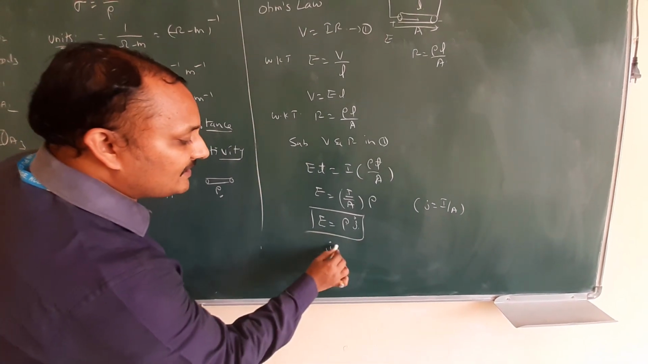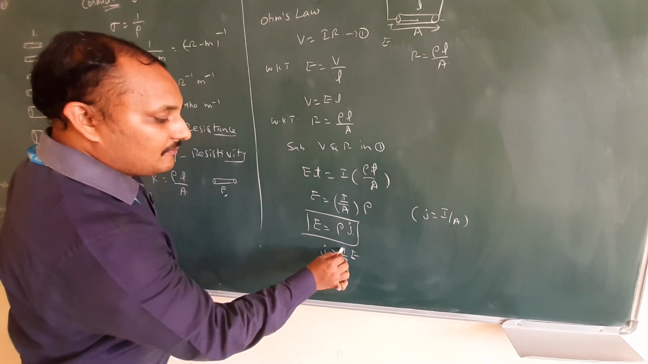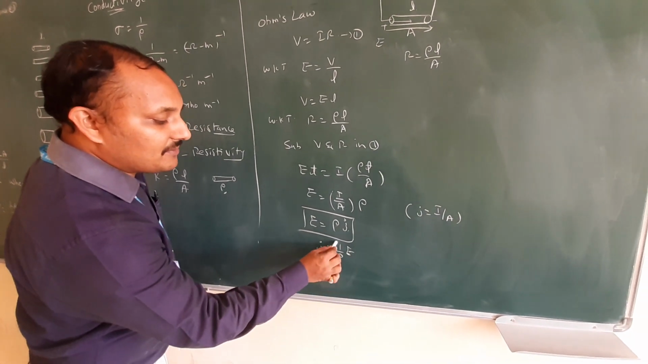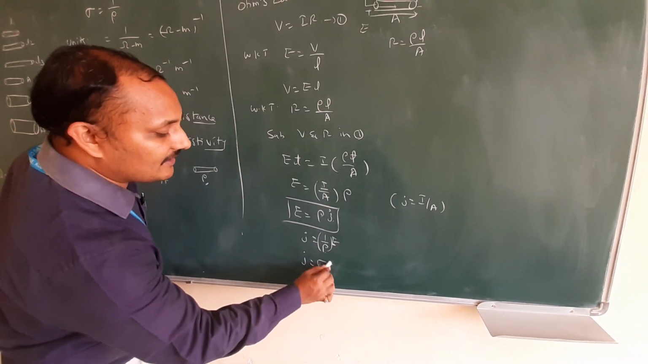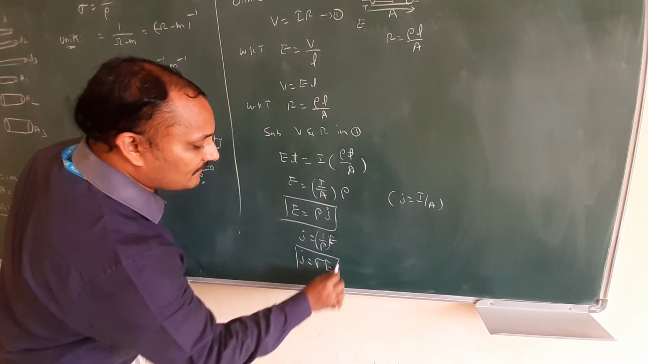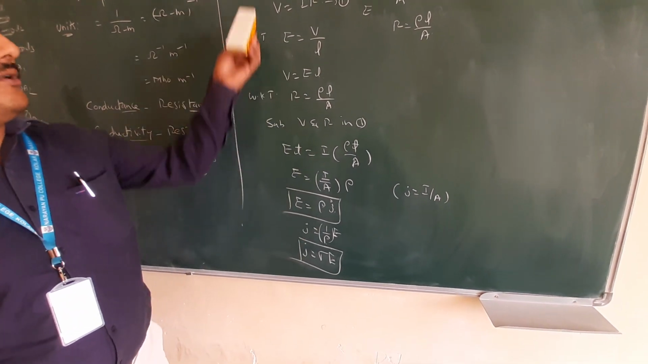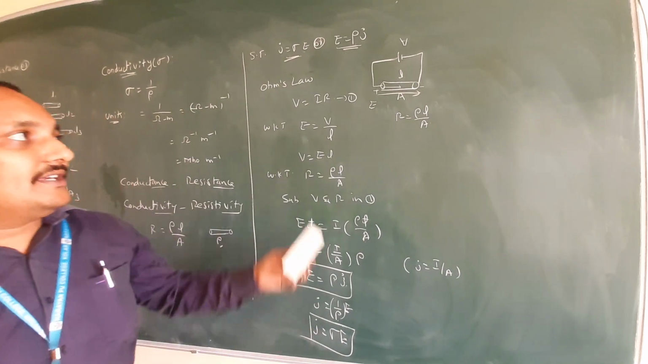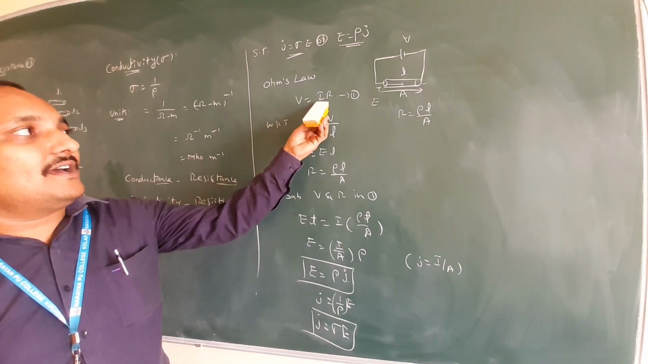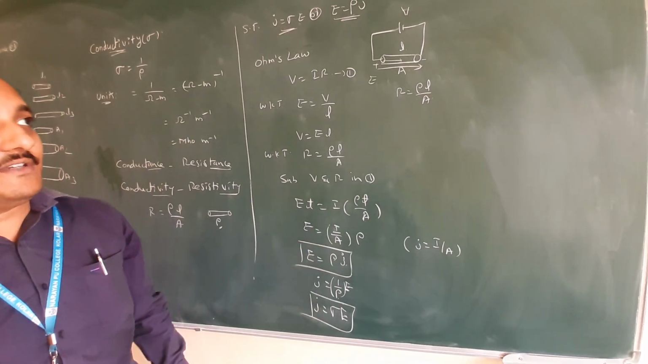Next, J is equal to 1 by rho into E. What is 1 by rho? The reciprocal of resistivity, that is conductivity. So J is equal to sigma E. This is very important for 3 marks. They will ask either to show that J equal to sigma E or E is equal to rho J. In this we have taken Ohm's law, substituted V and R, and then you get these equations. Okay.